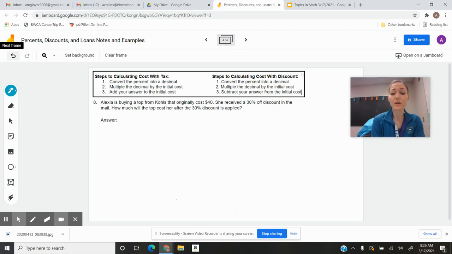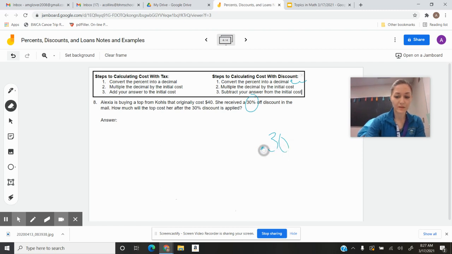Okay, so when you are calculating cost and you have a discount or a coupon, the first thing that you're going to do is convert the percent into a decimal. In this case, she has 30% off. So we're going to make that 30 into a decimal. Okay, and if we were to write that out, 30 looks like this, where the decimal point's at the very end. And when we are calculating a percent and making it into a decimal, we just move that decimal point over 2 places to the left. So 1, 2. So now our decimal is just 0.3.